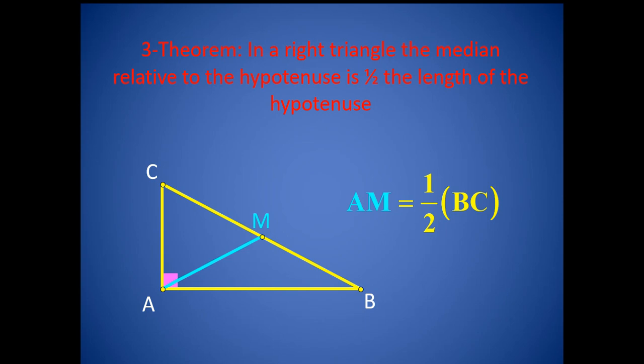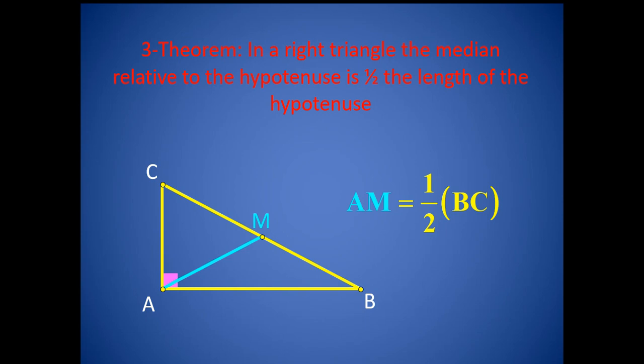So if, for example, I change the color, if I gave you BC equal to 6, what will be AM in this case? If BC is 6, AM will be 3. I can deduce AM is equal to 3. This property is very important. You will use it later.